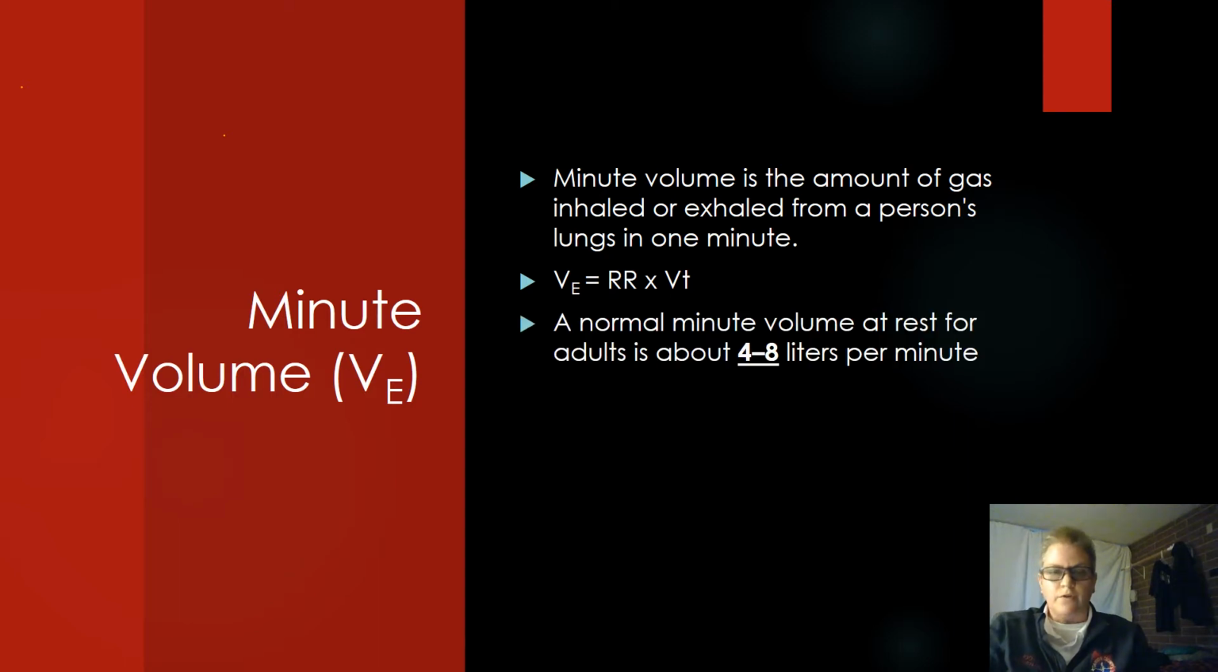So normal minute volume, what is that? You remember from anatomy and physiology class. At rest, an adult usually utilizes about 5 to 8 liters per minute. That's a normal minute volume. And we understand as our activity increases, so does our demand for more oxygen.